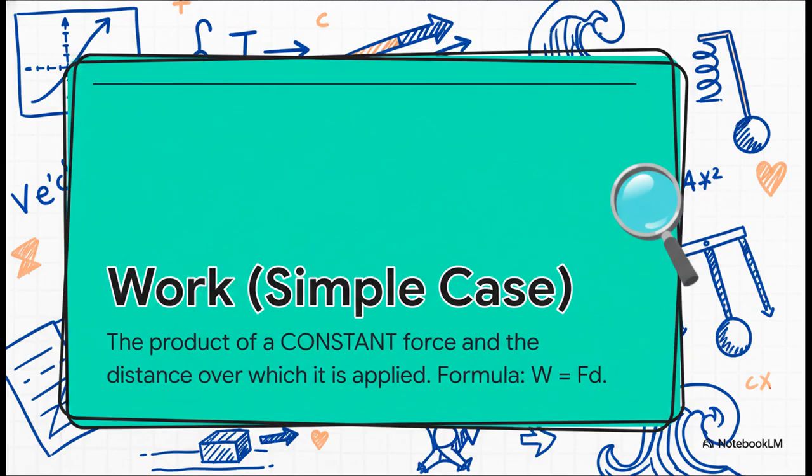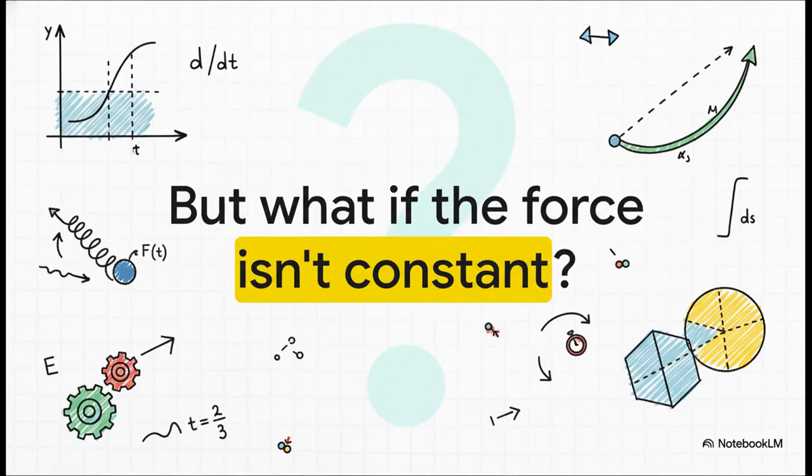It only works if the force is perfectly, totally constant. And let's be real, in the actual world, that almost never happens. So what do you do then? Just think about stretching a spring or a rubber band. The farther you pull it, the harder you have to pull back, right? The force is constantly changing with the distance. So how on earth do you calculate the total work you did?